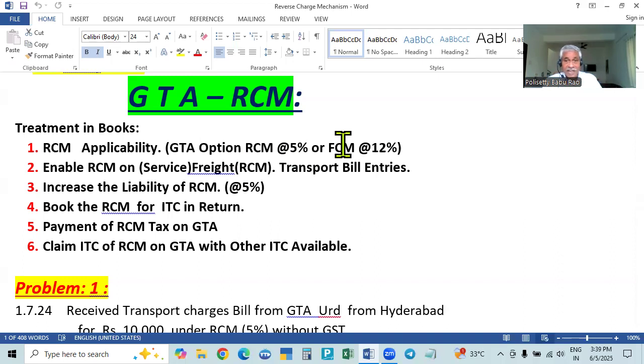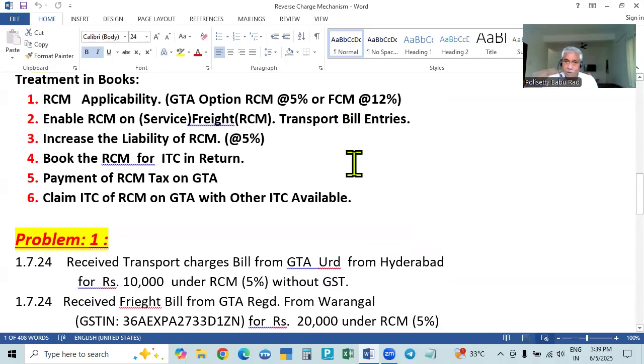ITC, what you call RCM is applicable. In another one, RCM is not applicable. Applicable means the tax will not be calculated. RCM not applicable means tax will be calculated. That's all. And the whole month we do that.